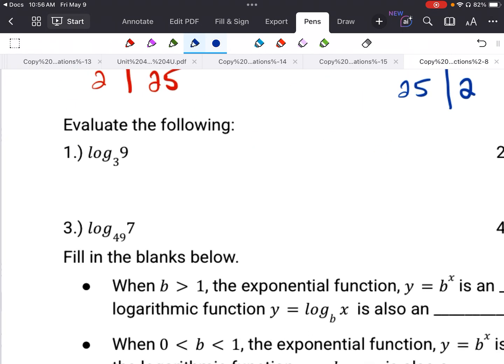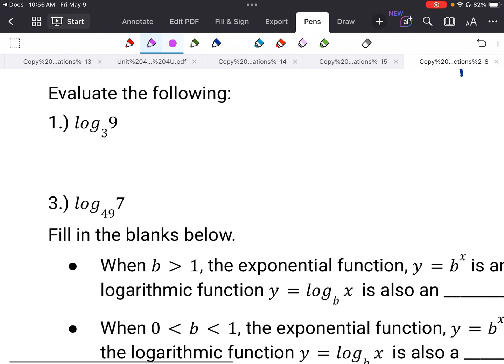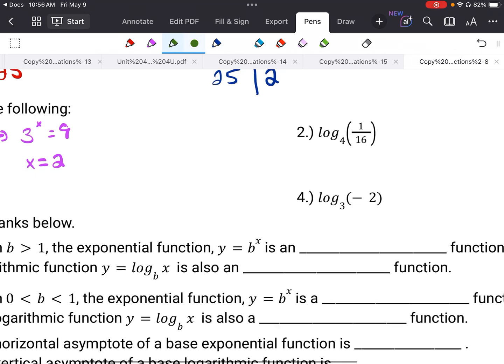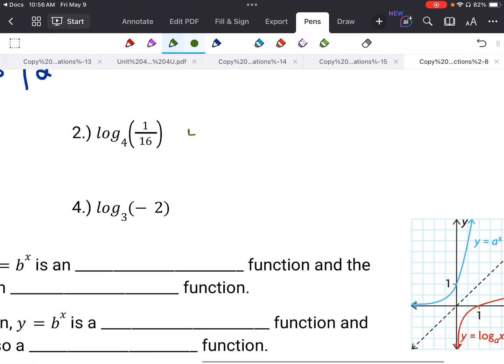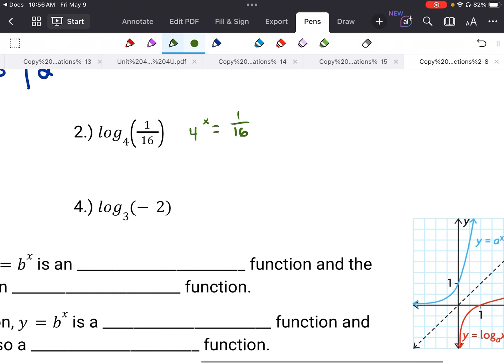Okay, let's evaluate. Evaluate log base 3 of 9. So it's asking 3 to the power what equals 9? Well, we know that 3 to the power 2 equals 9, so x is 2. Next, this is 4 to the power what equals 1 over 16. So the 1 over tells us our exponent is going to be negative, and 4 squared is 16, so x here will be negative 2.